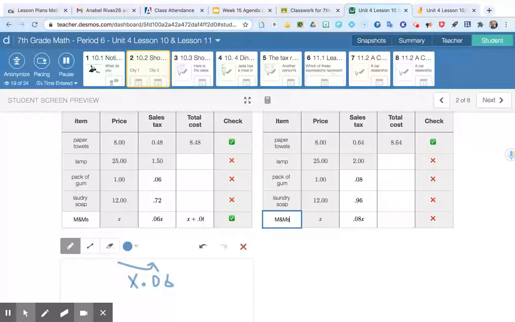Anything you want. And then the equation for the bottom is just x, my price, plus the sales tax, so 0.08x. All right, so feel free to pause that and rewatch it.